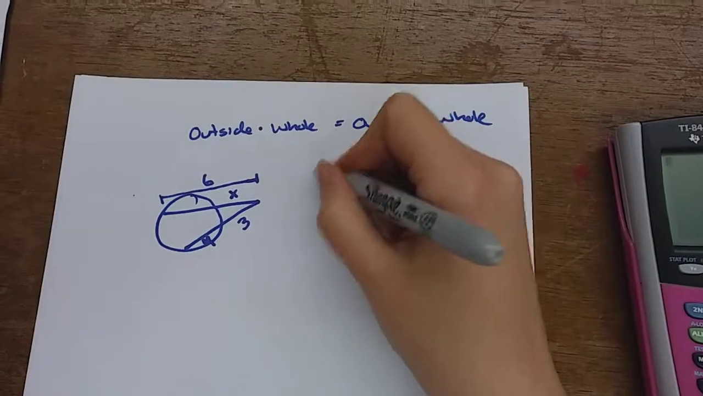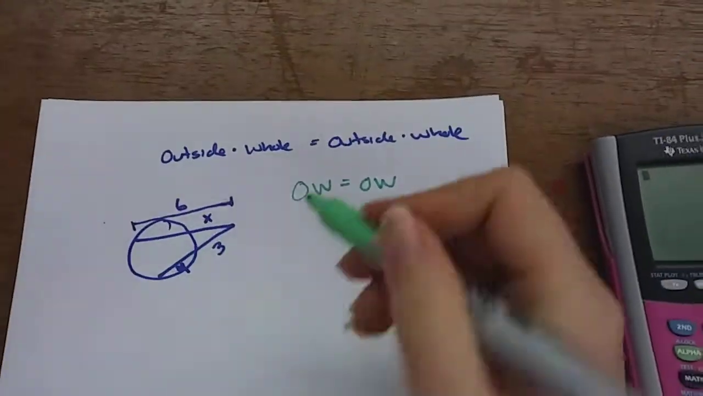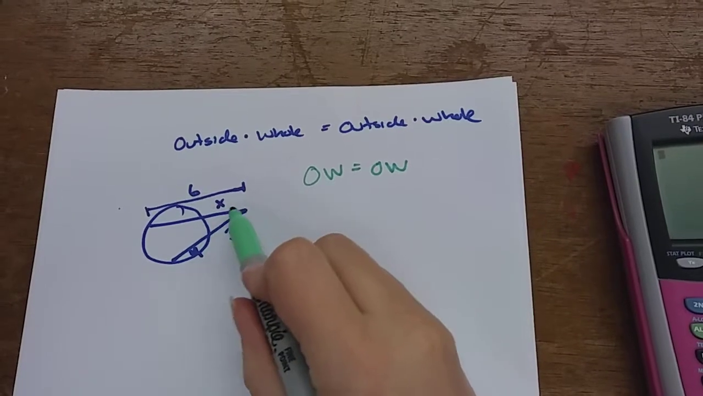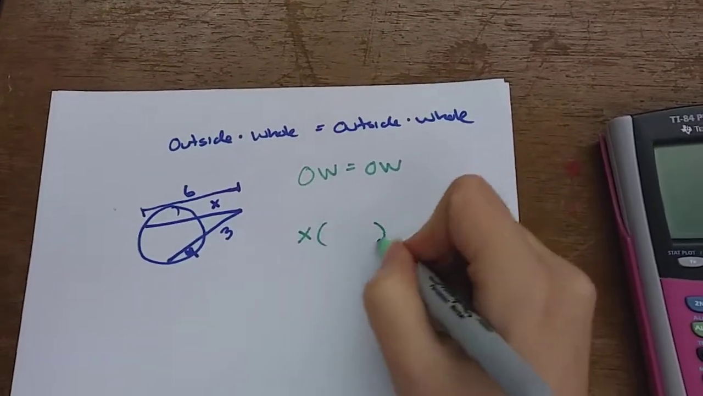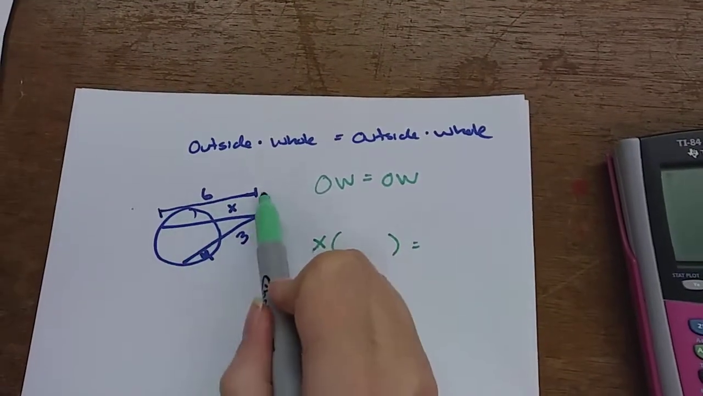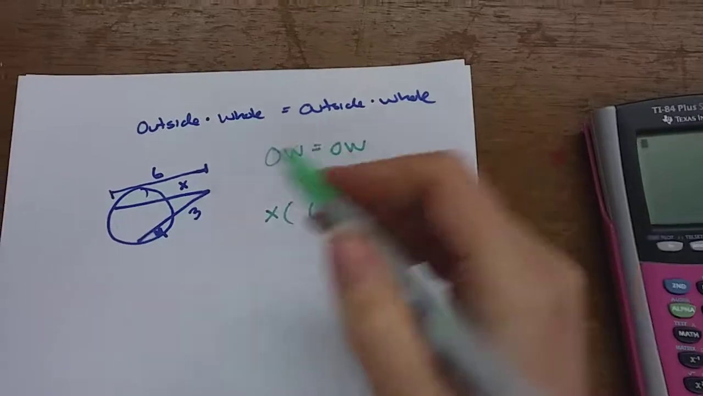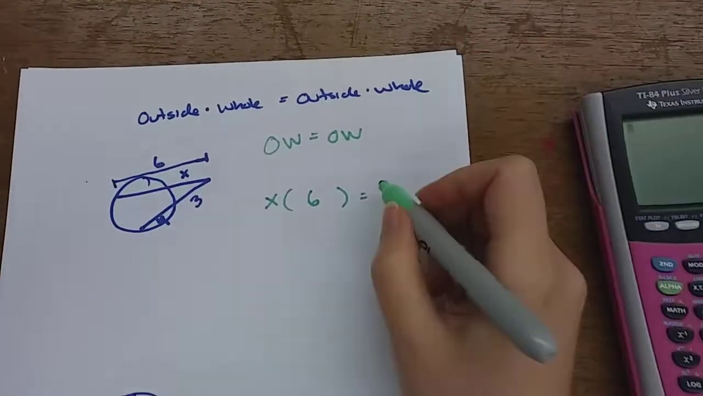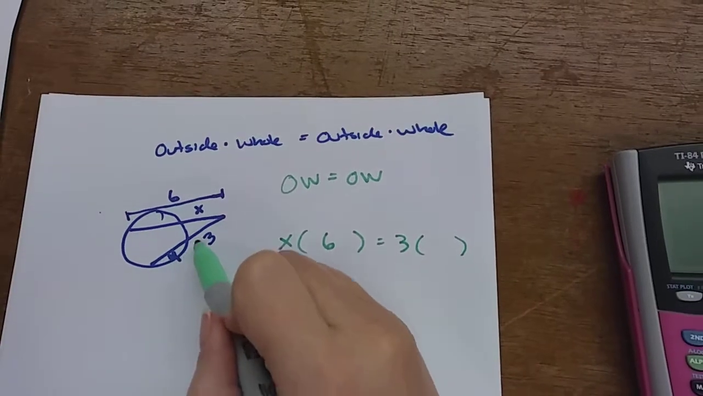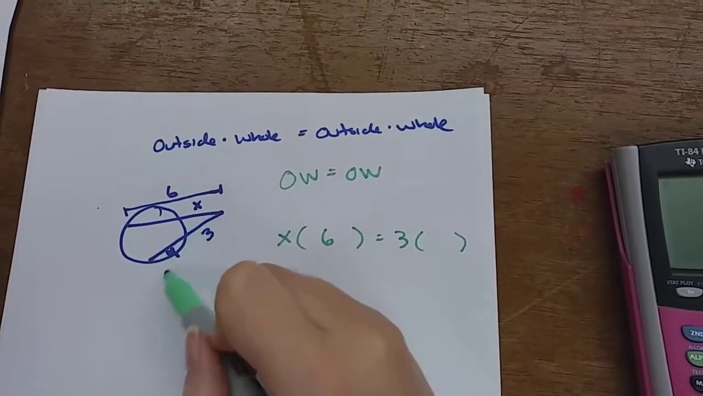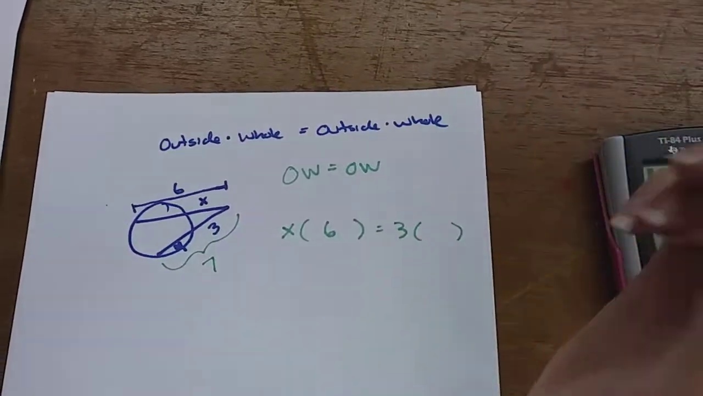So I like to say, ow! Okay? So I'm going to do the outside piece, x, because it's outside of the circle. The length of the whole segment is 6. That was given to me. The outside piece on this one is 3. And the whole piece, I'm going to actually have to add that together. So 3 plus 4 is 7.